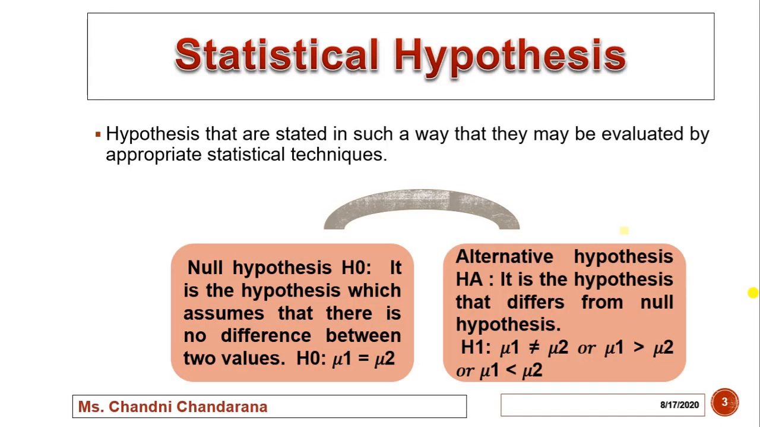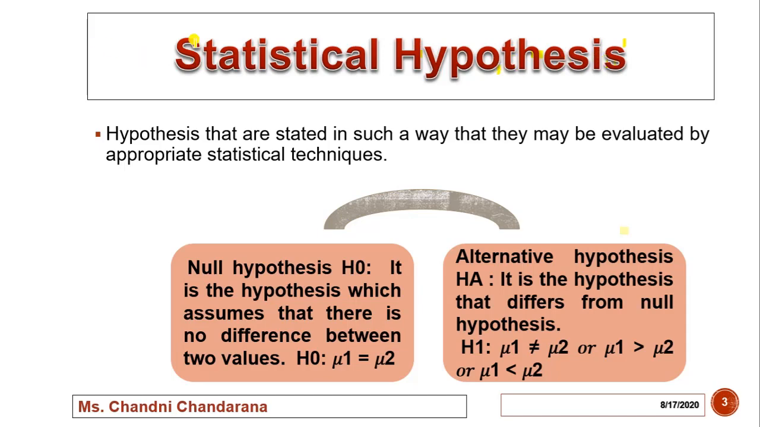Now we will see the statistical hypothesis. So first of all, what is hypothesis? When we are going to start some research study, we should first make some assumptions, and those assumptions are known as hypothesis. It means an assumption, or you can say some suppositions to be proved or disproved, but we should make that assumption, and that is known as hypothesis.